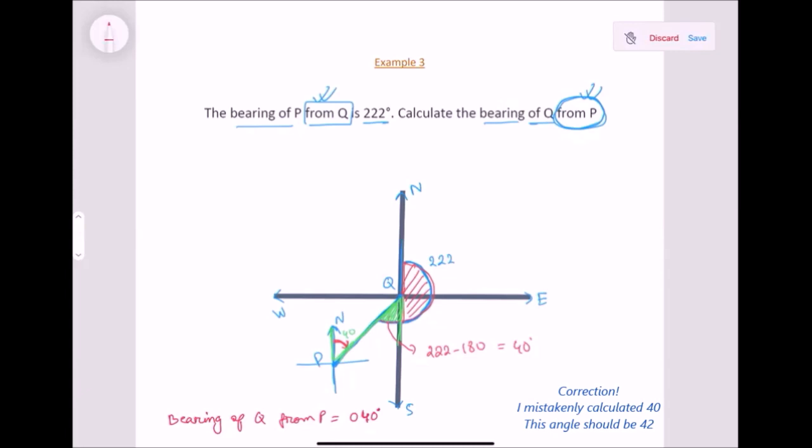Okay, so that's the end of example 3. And it doesn't matter what diagram you get, you just need to maintain the rules. You start moving from the north line in a clockwise direction, and then you can use the concepts of geometry to calculate that specific angle. That's it. And I hope this video will be helpful for you guys.